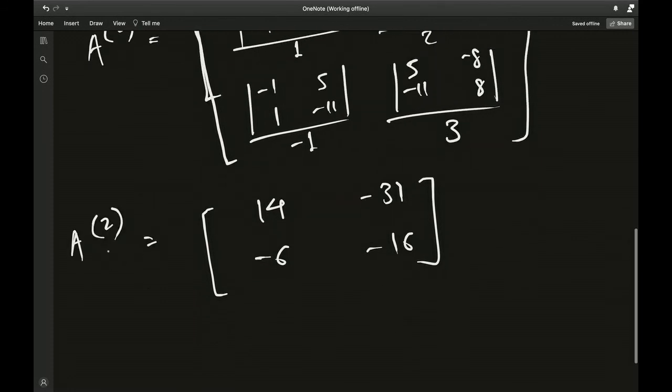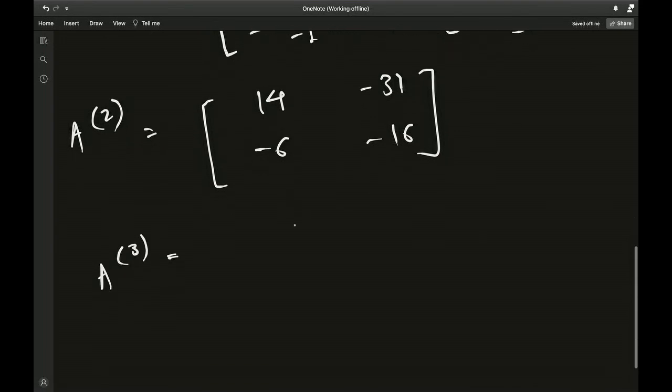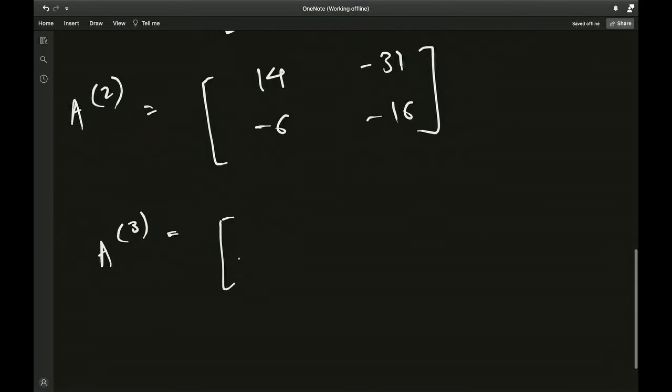That's A step 2. Now A step 3 is just make a grouping again. But since it's already 2 by 2, the only grouping we can make is itself.